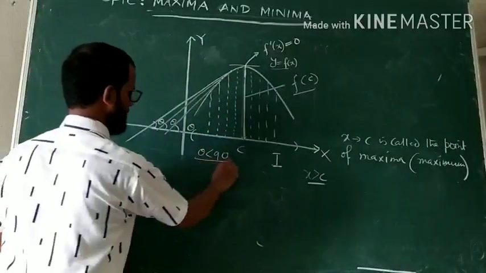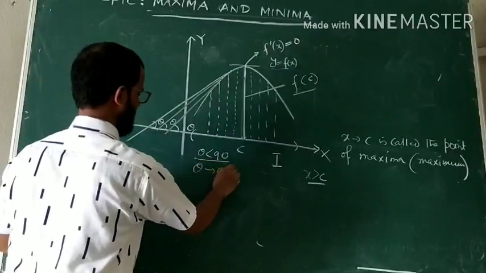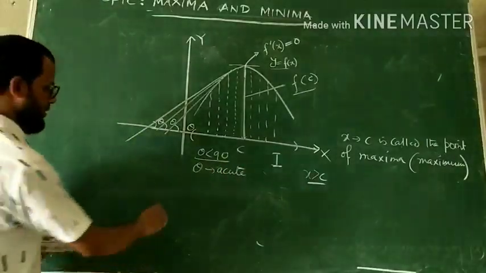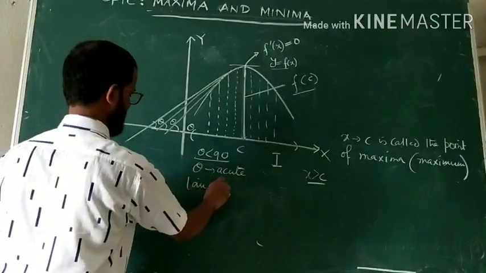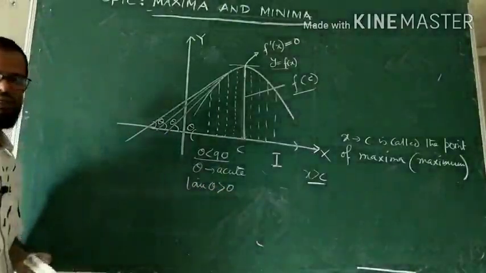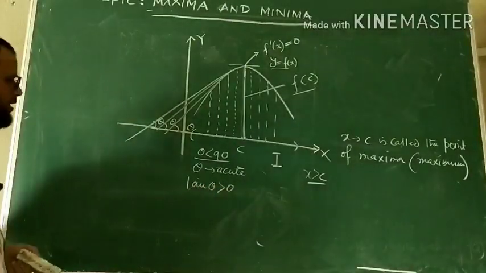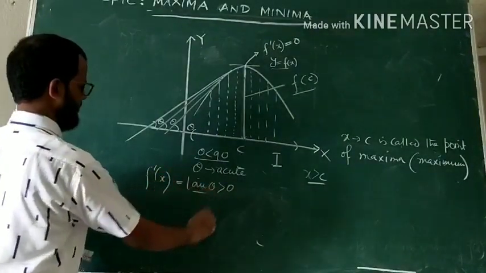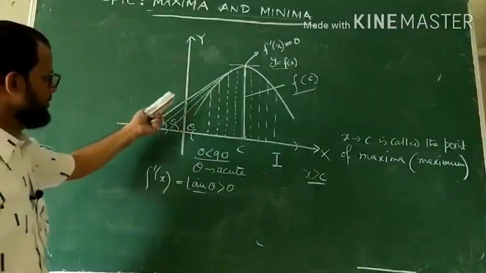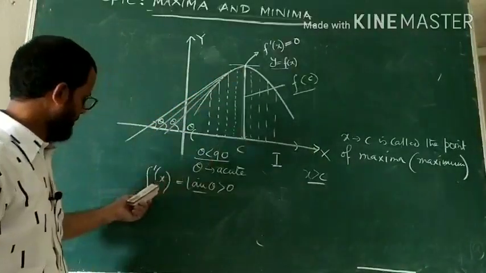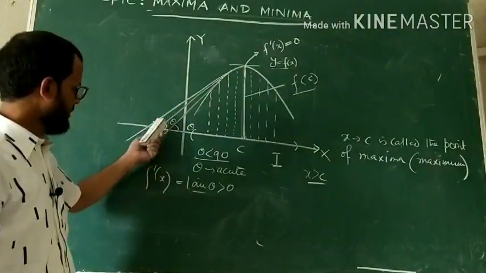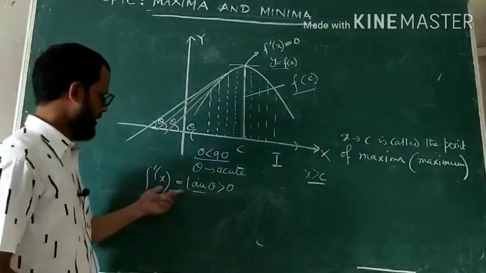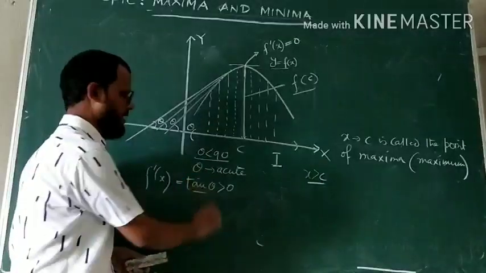And since theta is less than 90 degrees, theta is an acute angle. When theta is acute, tan theta is a positive quantity, greater than 0. According to calculus, the slope of the tangent is f dash x. This tan theta represents the slope of the line, and since these lines are tangents, the slope is denoted by f dash x. So f dash x is equal to tan theta, and tan theta is greater than 0.